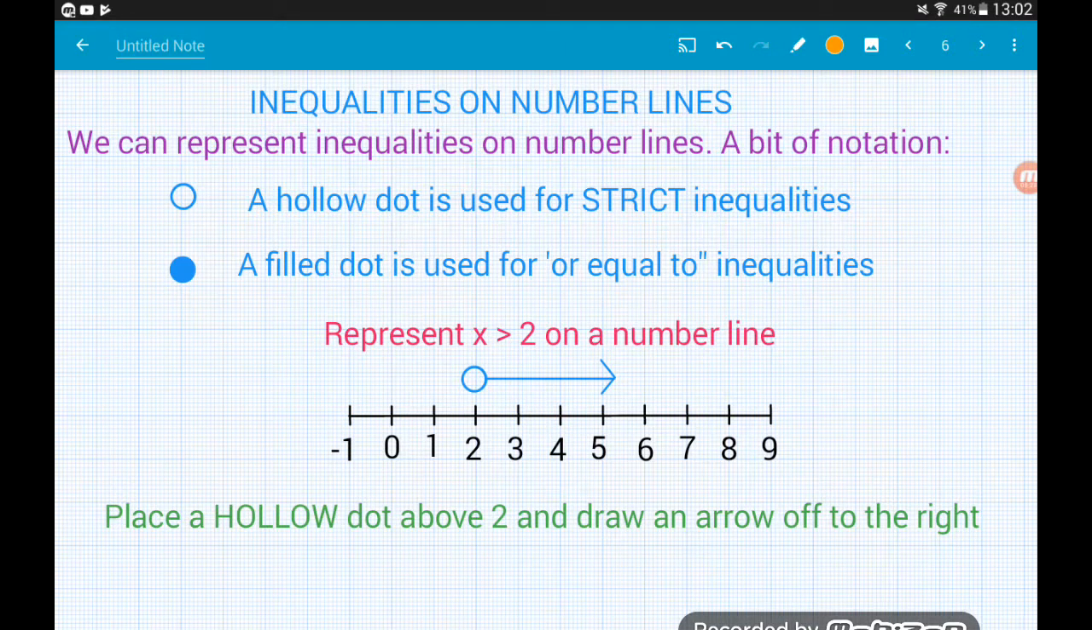So represent x is strictly greater than 2 on a number line. So we put a hollow dot above 2, and then x is allowed to be everything greater than 2, so that's going off to positive infinity. So we stick a little arrow on going off to the right, off of our dot.